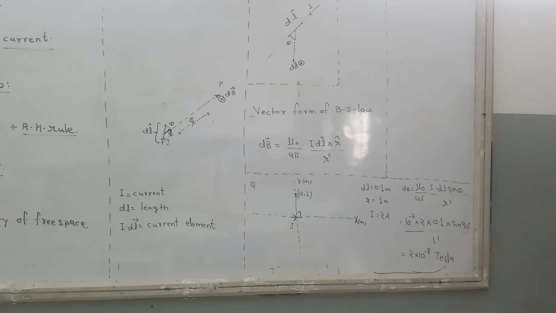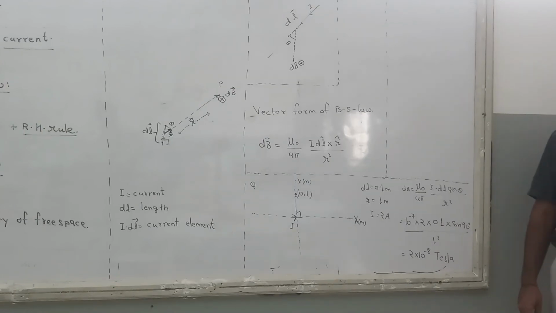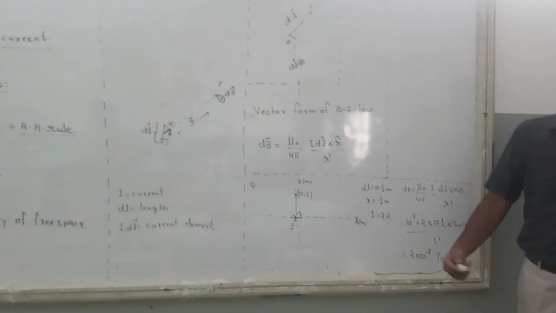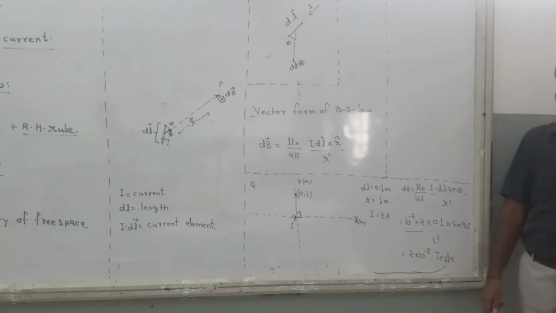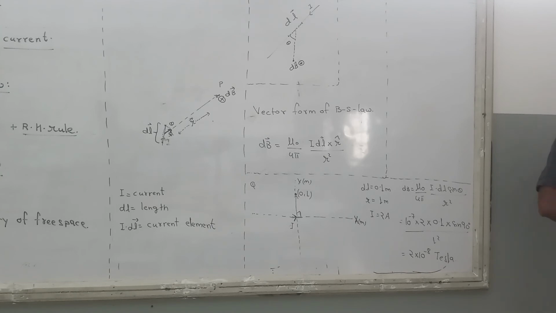What is Tesla? Tesla is the unit of magnetic field. For different purposes, we use different units for magnetic field. We use Tesla, sometimes Gauss. So this is how we use Biot-Savart law to calculate the magnetic field.